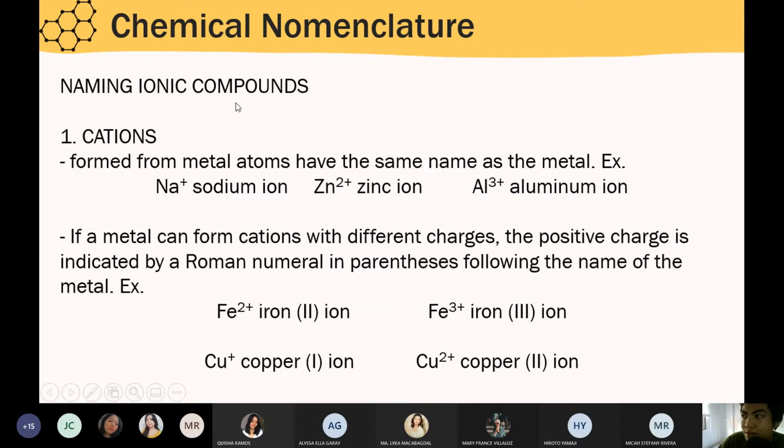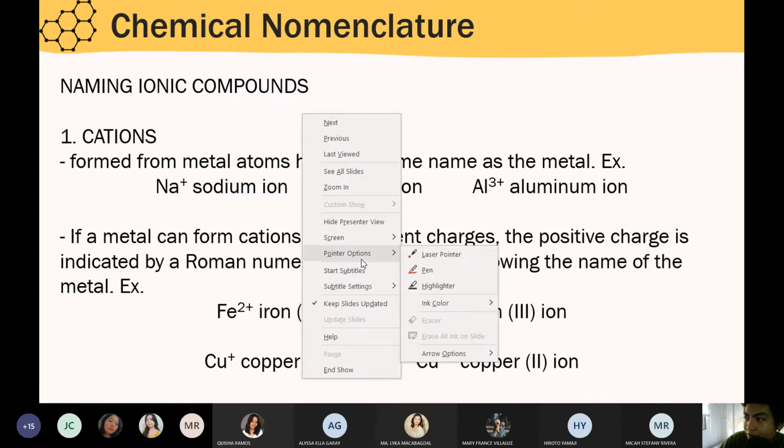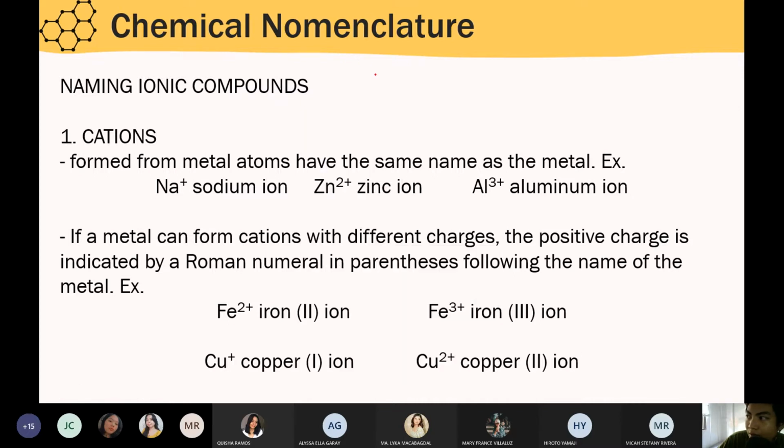In naming ionic compound, usually we name the cation first, followed by the anion. So we name the cation first plus the name of the anion. Cation followed by anion. However, in naming these two ions, there are plenty of rules to remember. So let's begin with the rules for the cation. For cations, there are several rules. Madadali lang naman, don't worry.